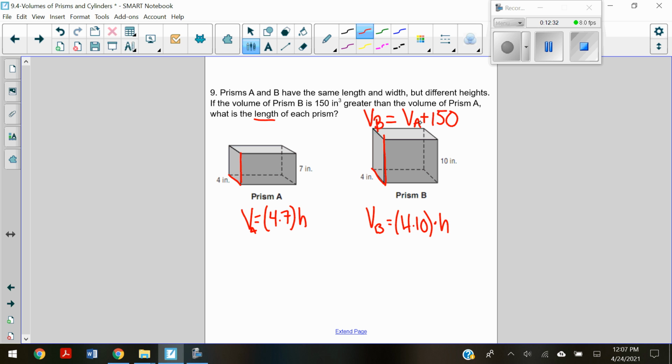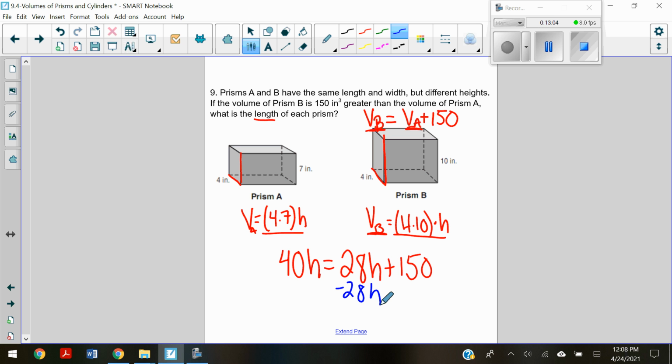So now we're going to plug these values into that one above. So I'm going to multiply 4 times 10, and I get 40 times the height, so that's my volume of prism B, equals the volume of prism A. So 4 times 7 gives me 28H, that's volume of A, plus 150. So next, I need to get the H's to the same side. So I'm going to subtract 28H on both sides. And that gives me 12H equals 150.